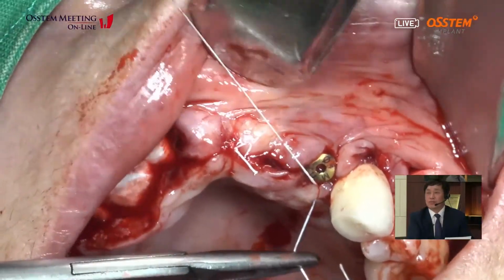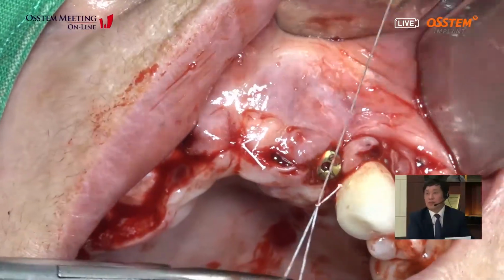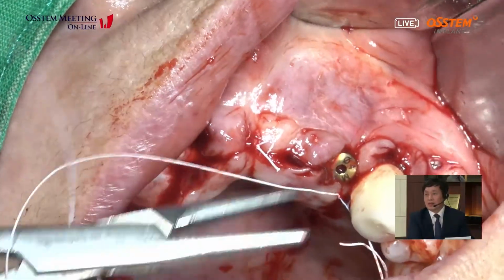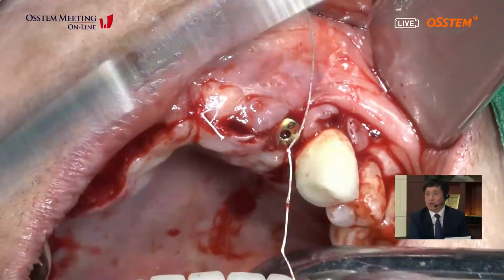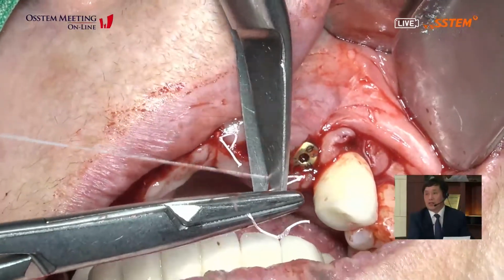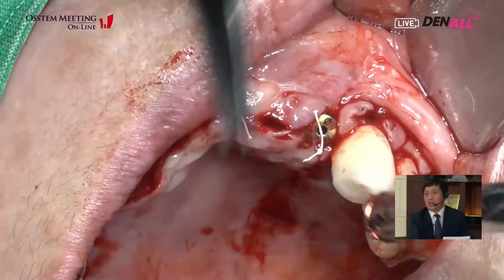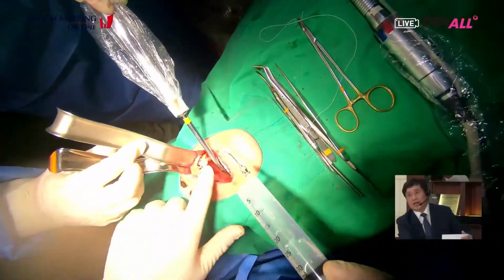So this is a key suture to reposition the papilla. Yeah, Dr. Kim wants the key position of the left canine area to be the papilla, so he did the closure of the canine area.